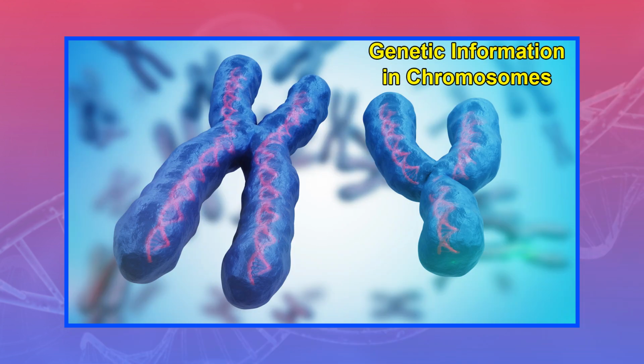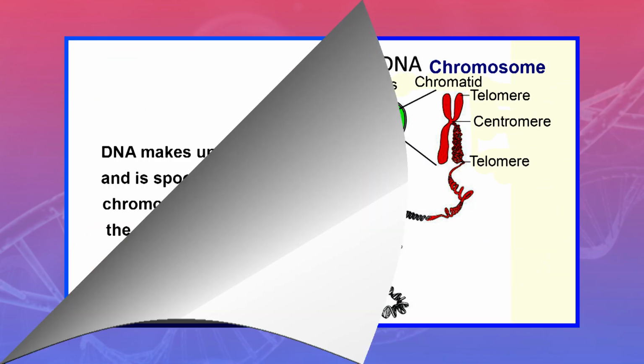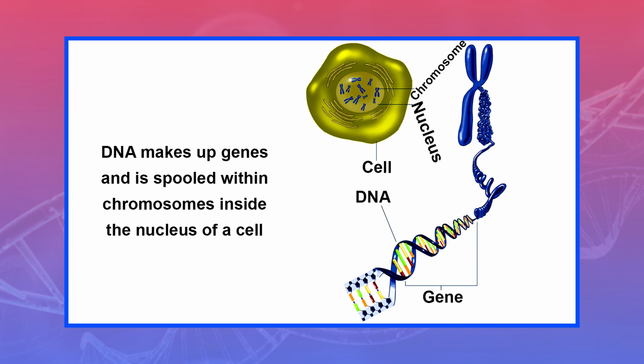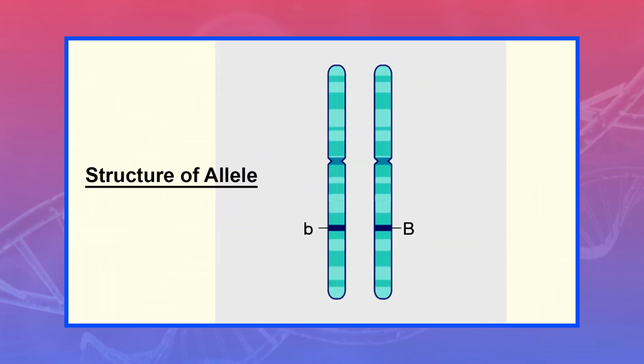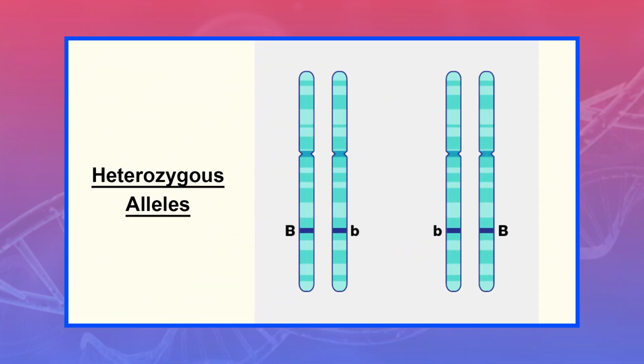So genetic information is stored in chromosomes. Chromosomes are made up of DNA. Genes are sections of DNA and occur in pairs. A particular gene will occur at a particular site, that is at a particular locus in the DNA of a particular chromosome. The different forms of a gene, usually 2, that can occur at that locus are called alleles, or alternative forms of a gene. Where both alleles are the same at the locus, they are called homozygous. Where the alleles are different, they are called heterozygous.